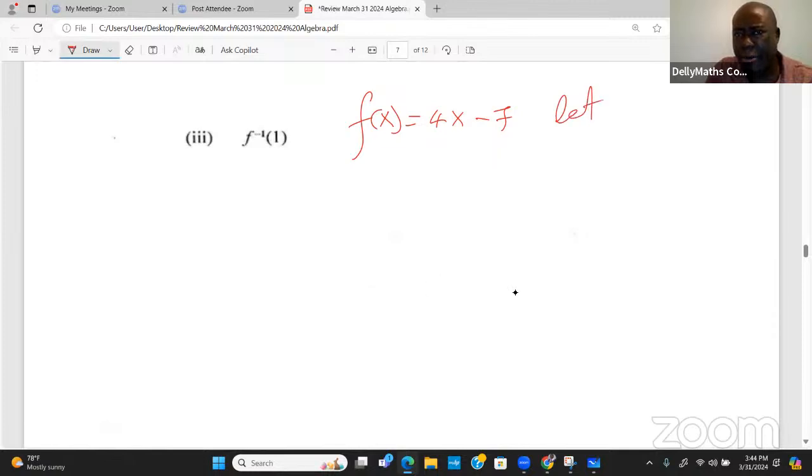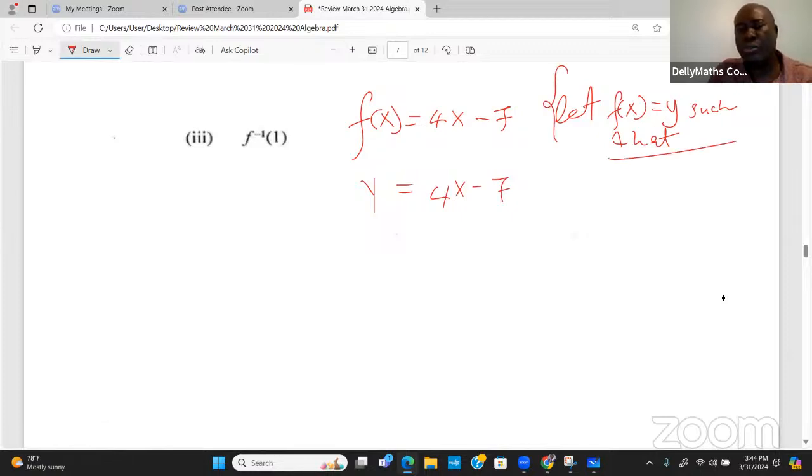So let's go for the inverse of f of x. I'll just say this to you. I'm going to let f of x equal y such that y is equal to 4x minus 7. That's all. So this statement is just for what I'm about to do. So when we're doing the inverse, we switch x and y. So the y becomes x and the x becomes y. So that's step 1, you switch. Step 2, you transpose for the new y.